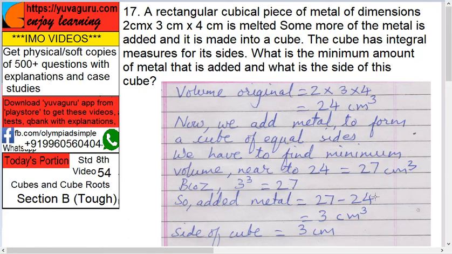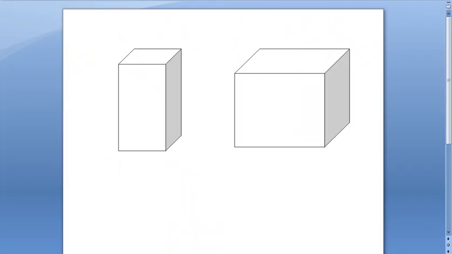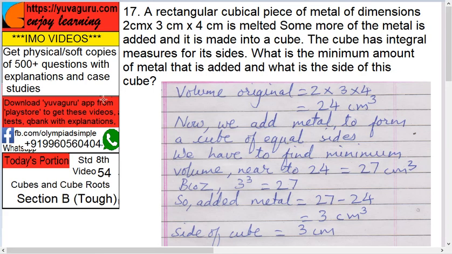Now the question is, what is the minimum amount of metal we need to add? So which is the nearest volume to 24 that is a perfect cube, because we want equal sides now? That is 27, because 3 cube is 27. So if you convert 24 to 27, then it will be a perfect cube. For doing this, what do we require? Because 3 cube is 27, how much metal do we need to add? 27 minus 24, that is 3 centimeter cube. This much metal we need to add.